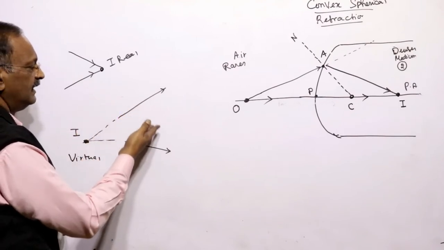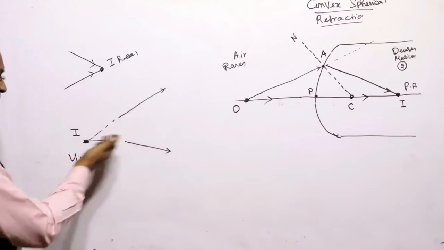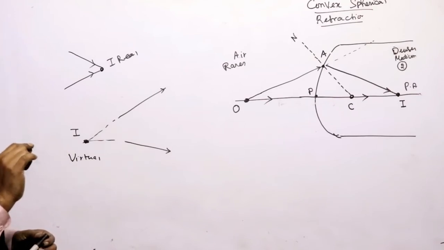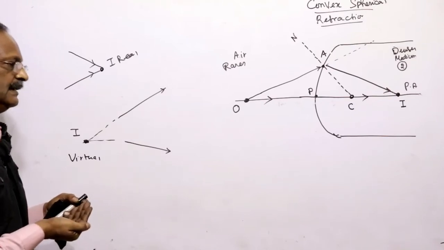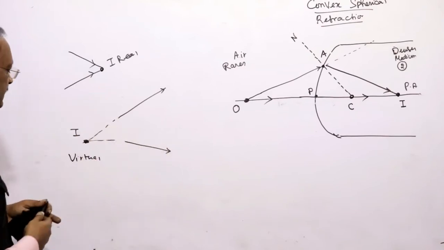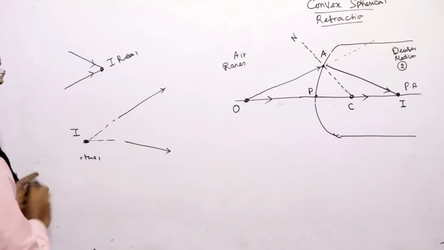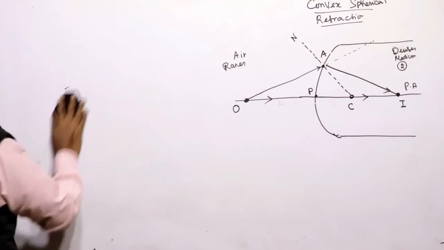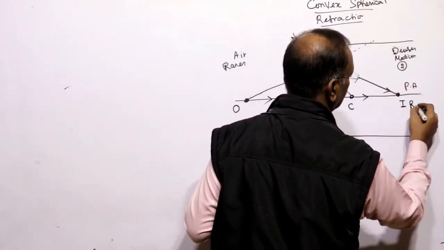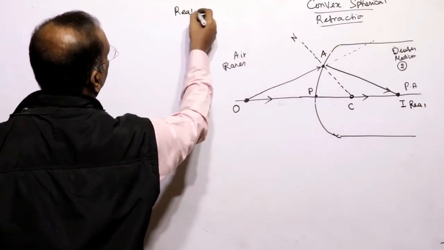Because both the rays from the object cannot intersect, when extended backwards they seem to intersect at a point and form the image at that point, where they seem to intersect and seem to diverge. That is called virtual. So we have to remember what a virtual image and a real image are. In this case, because the rays are actually intersecting, the image is real.